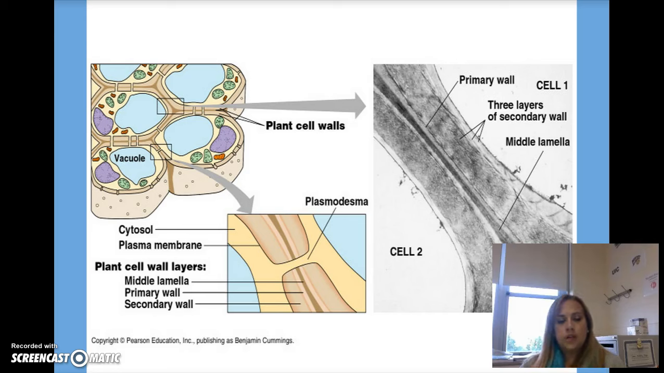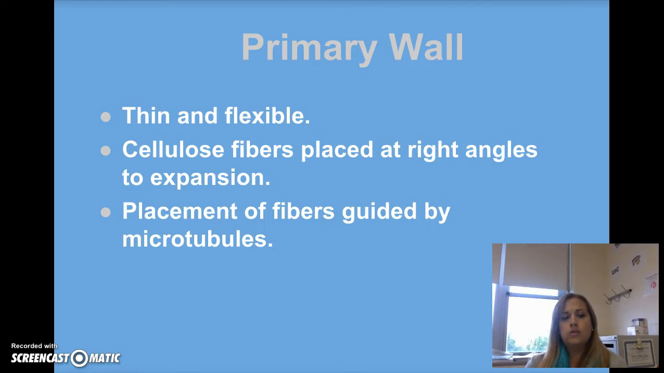And so here we're just looking at a diagram of a cell wall. Here you can see it says primary cell wall, and so it's that thinner layer on the very outside. And then we have 3 layers of secondary wall. And then there's this area here that says middle lamella, and that is going to be the connection between cells 1 and 2.